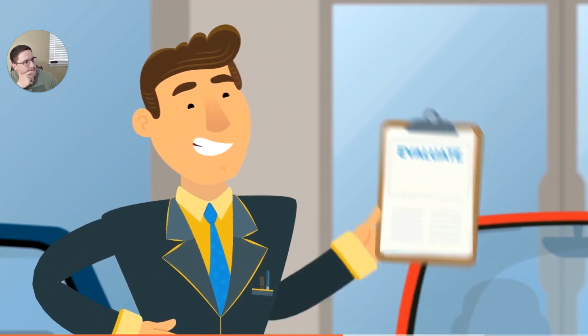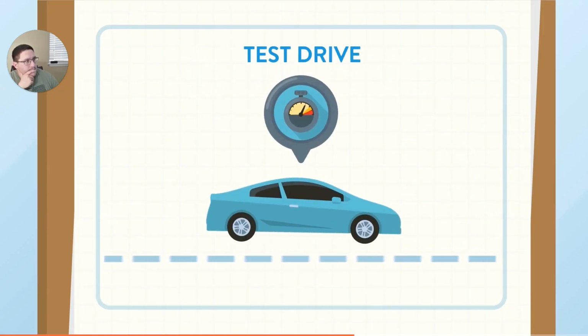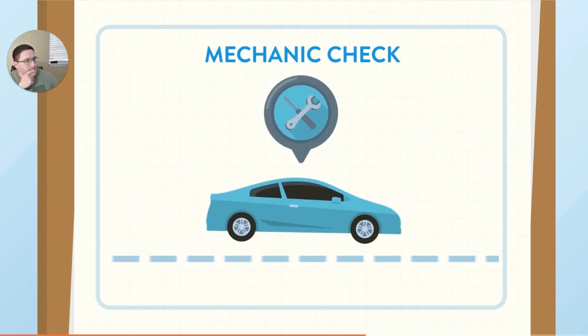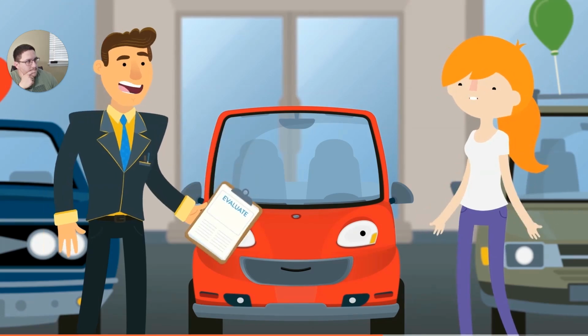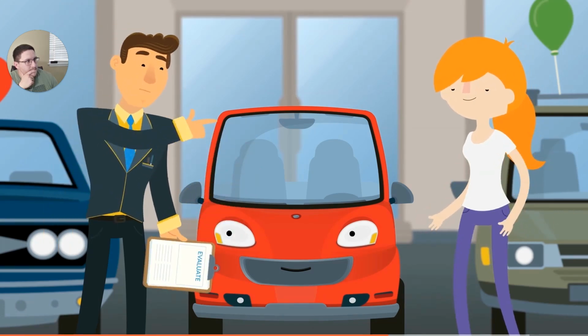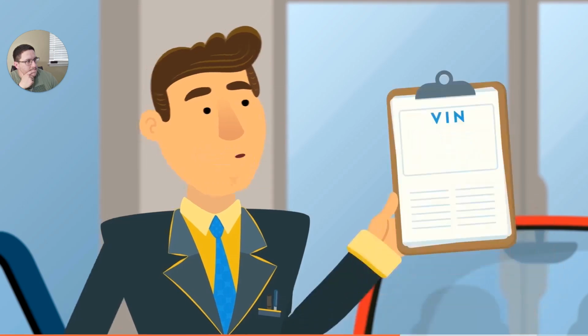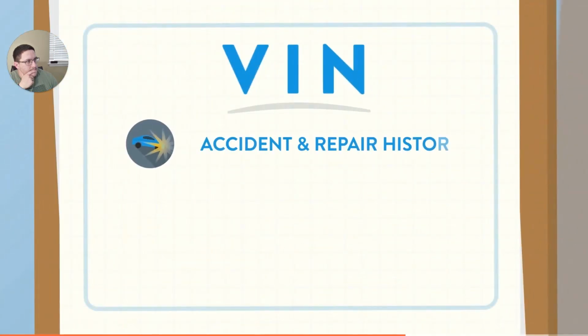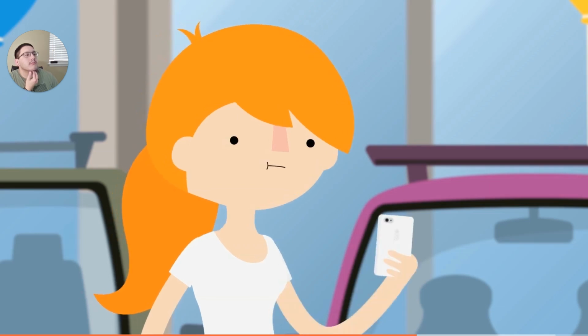Before you commit to a used car purchase, you should always evaluate the car. First, take a good long test drive to get a feel for the car and to spot any immediate problems. Then get the vehicle checked by a trusted independent mechanic. Finally, get a report of the vehicle's history based on the VIN. The what now? The vehicle identification number, or VIN, can usually be found on the driver's side where the windshield meets the dash. The VIN provides useful information on a car's accident and repair history, manufacturer recalls, and vehicle use.